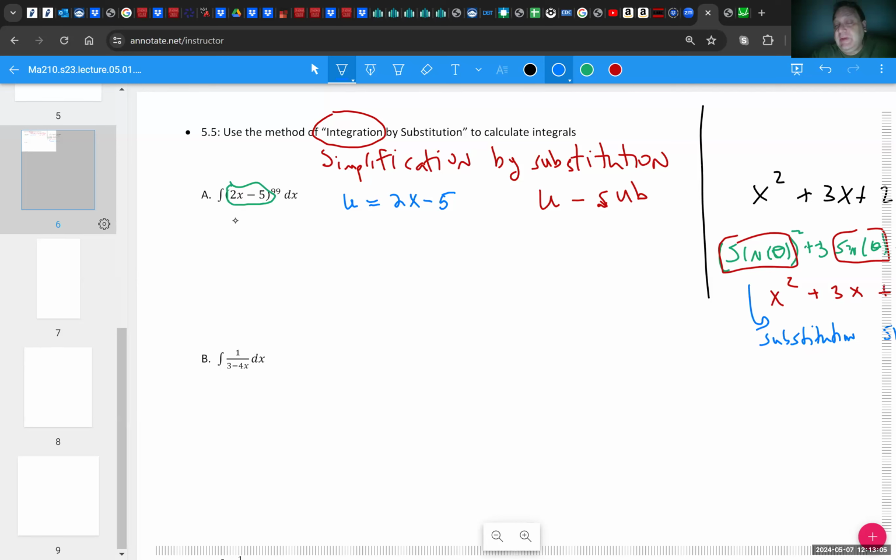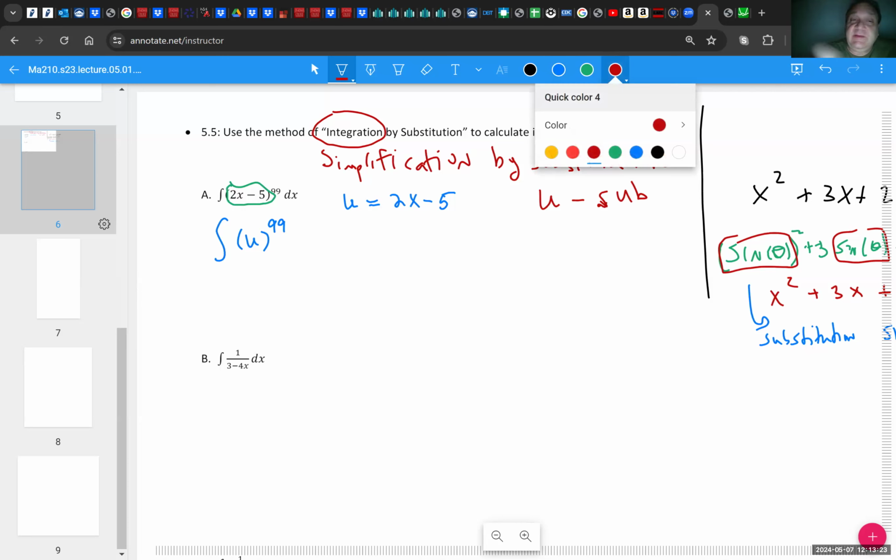So we're choosing u to be this inside function, this 2x - 5, this complicated part we want to get rid of. And so instead of 2x - 5, we're going to have u to the 99. Now notice we have a dx. And if you've been forgetting to write the dx, well, first, shame on you. And second, this is where it's really going to matter, right? So we have a dx here.